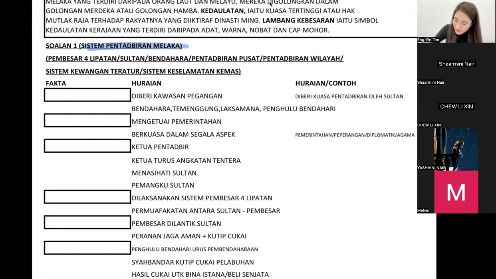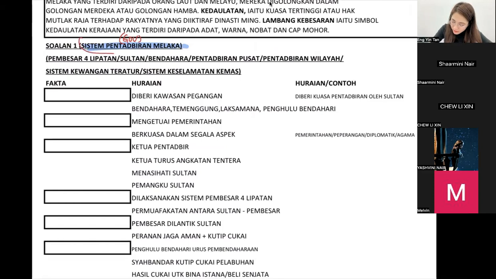Everybody write it down. Sistem pentadbiran, the government. Pentadbiran is the government. So dekat sini, can you see the rest, all the points I give you? So right now we will need to fill in the blank and understand the full picture. So everybody, I told you Malacca is very strong. Very strong is because we have the sistem pembesar 4 lipatan.